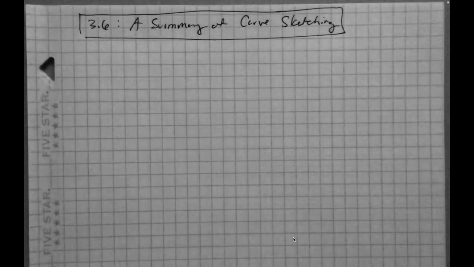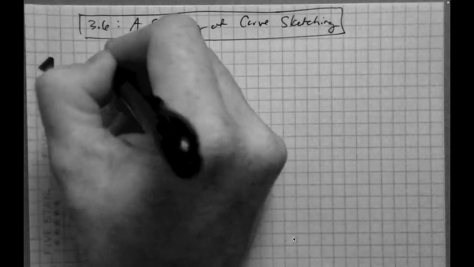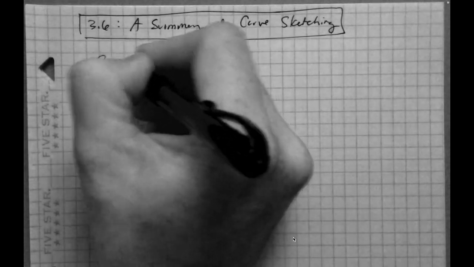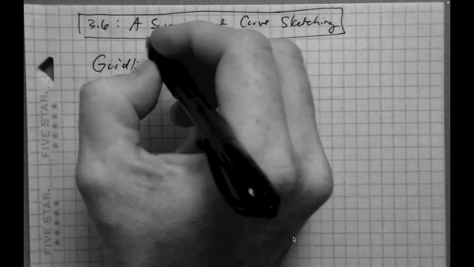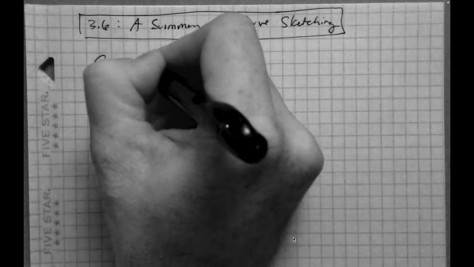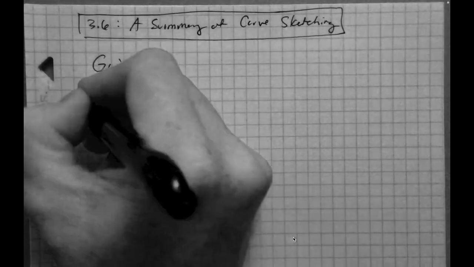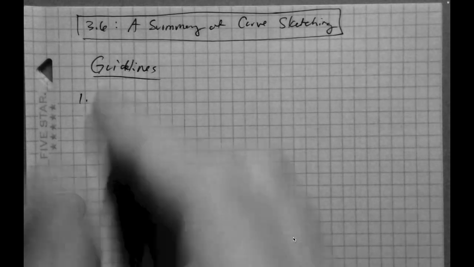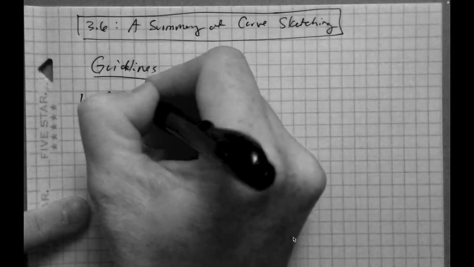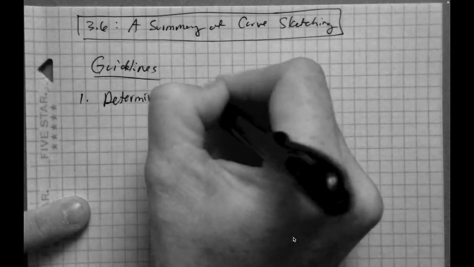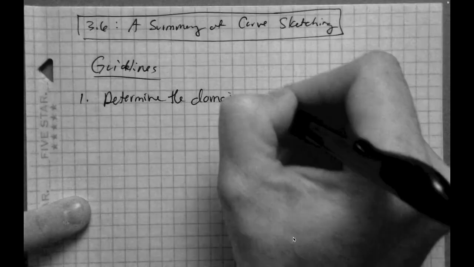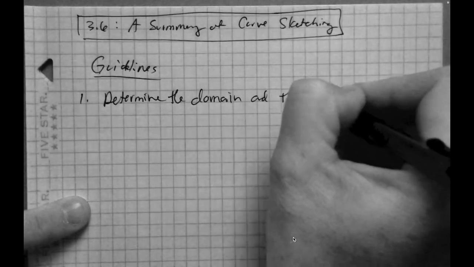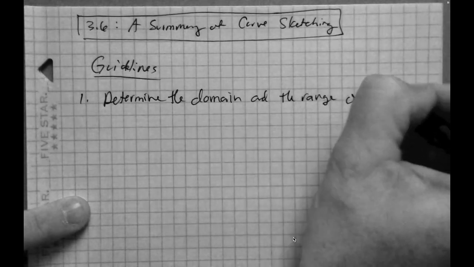So I think the first thing, let's write guidelines here. Sorry, guidelines. There's an E in there. Guidelines. So the first thing that is important to do that people fail to do a lot of times is to look at the domain and the range of the function. So determine the domain and the range of the function.